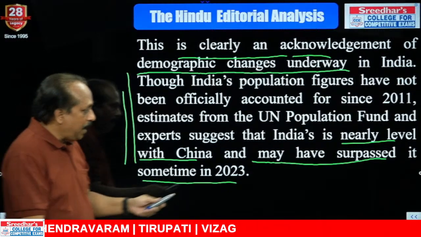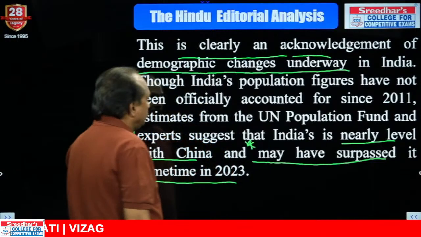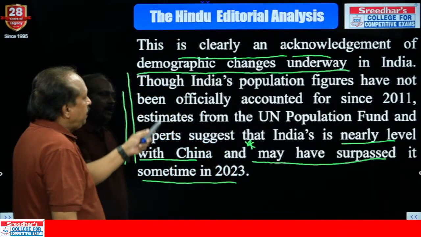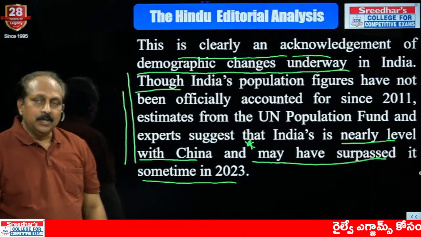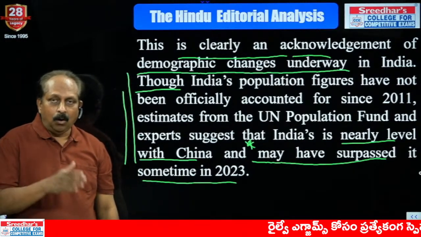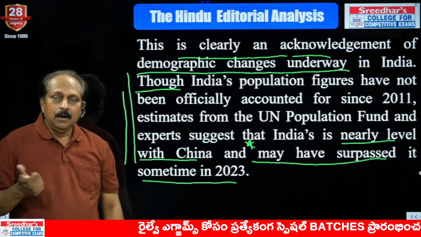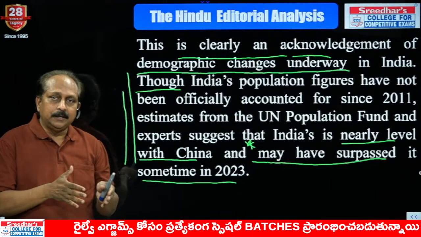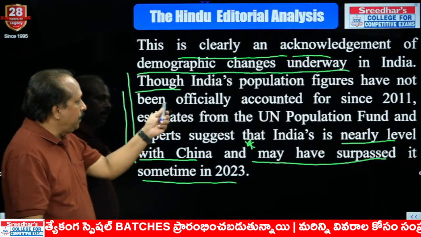There's one important pattern here, may have surpassed. But before that, though India's population, though is a contrasting word. Usually students ask me, sir, what is the difference between although and though? Although is a formal word, one difference. Although comes at the beginning of a sentence. Though may come at the beginning or in the middle. Here it is at the beginning.